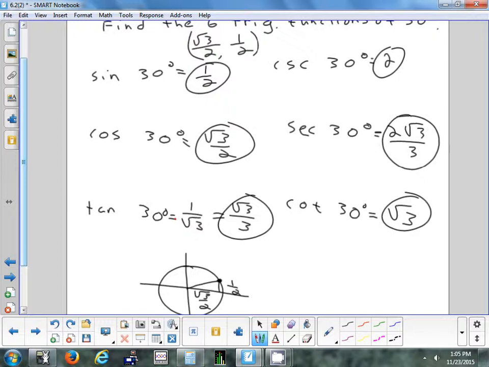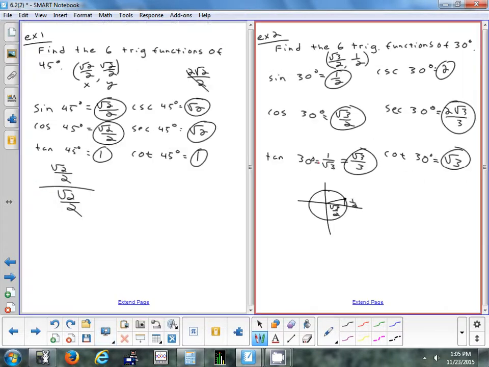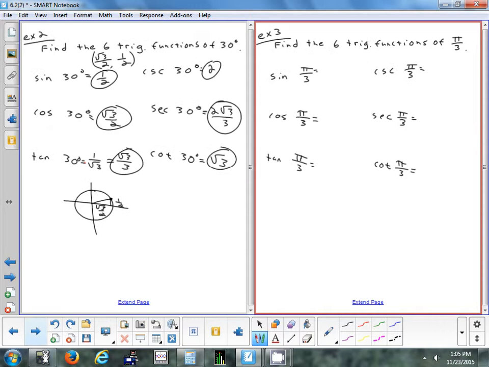Okay. Any questions on the 6 trig functions for 30? Okay, and now when we do it for 60, since the coordinate just switches the x and the y, we're going to see all these same answers again. They're just going to switch places. What's going to happen is the co-functions are going to switch places. So sine will flip with cosine, secant will flip with cosecant, and then tangent will flip with cotangent.